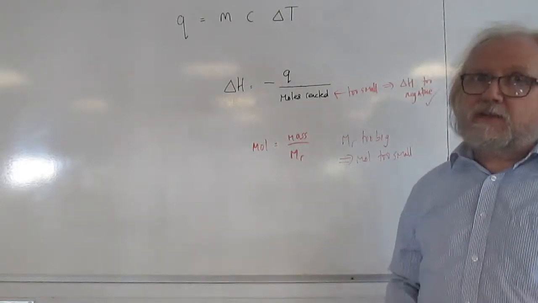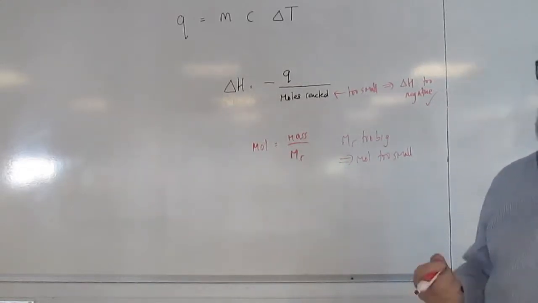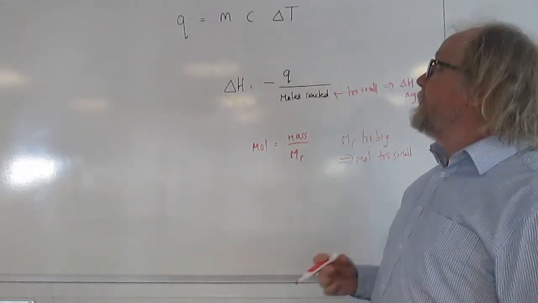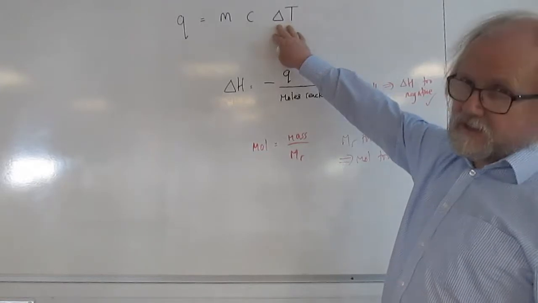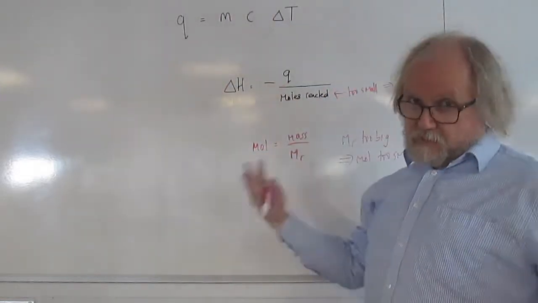It's just worth quickly looking at C and D, even though we know that B was the right answer. If there was incomplete combustion, there would be less heat given out than expected. So delta T would be smaller than it should have been, and therefore Q would have been smaller, and therefore delta H would have been smaller or less negative.